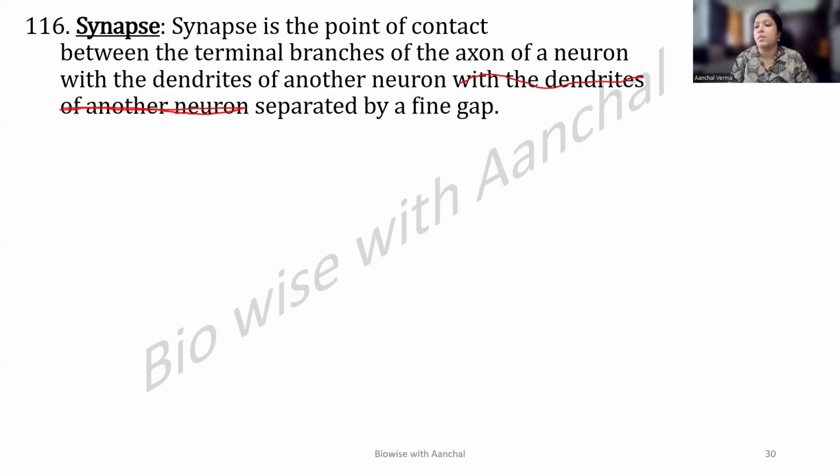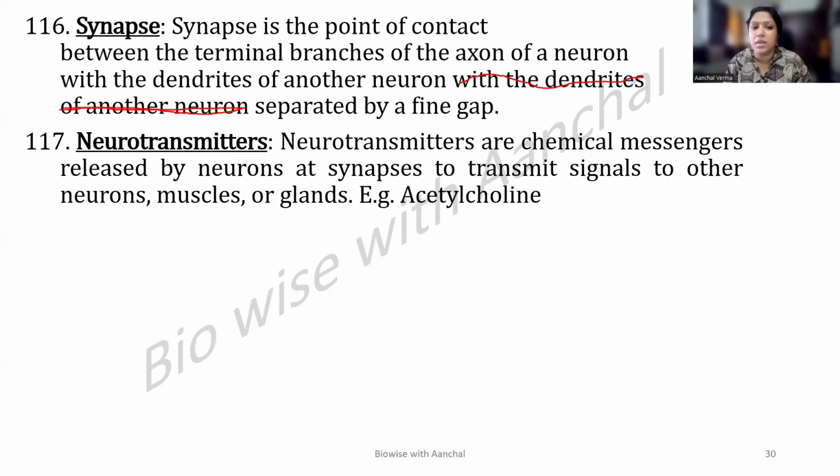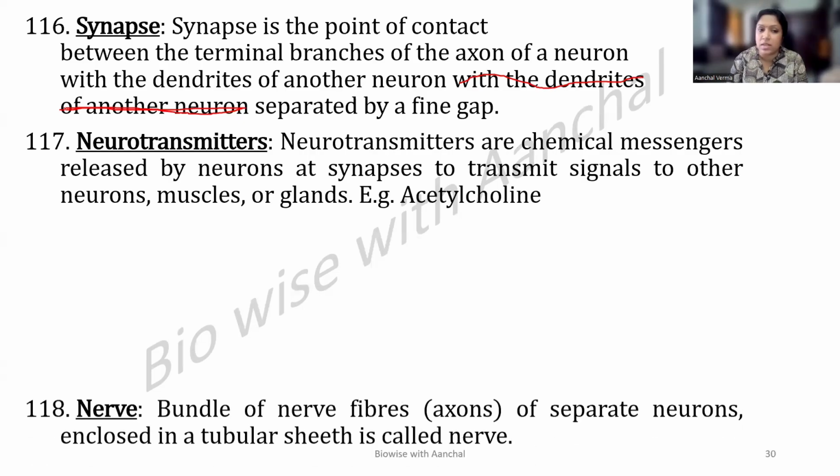Separated by the fine gaps. Next one is neurotransmitters. Neurotransmitters are chemical messengers released by the neuron at the synapse to transmit signals to the neuron, muscles or glands. Example, acetylcholine. Now, this acetylcholine is generally asked in the exam. What is a neurotransmitter can be asked in the exam.